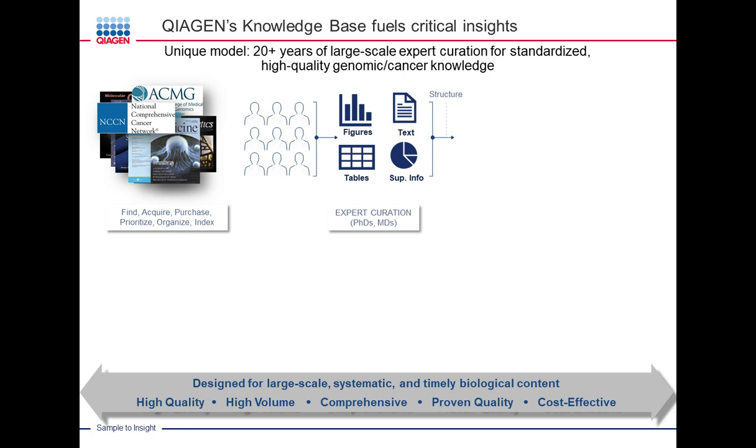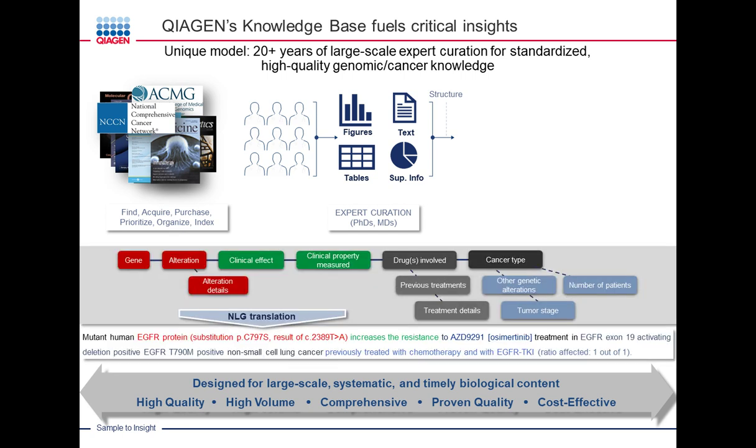So, what information specifically fuels QCI Interpret, and how is it possible that QCI Interpret can match the evidence from the literature to compute the alteration classification in context of a specific disease? And this is accomplished through a unique knowledge-based model. So what you see here is that expert curators, which are Ph.D. and MD levels, read the scientific literature, including figures, tables, supplementary information, and add each alteration, clinical effect, and drug disease association into a structured format into the knowledge base.